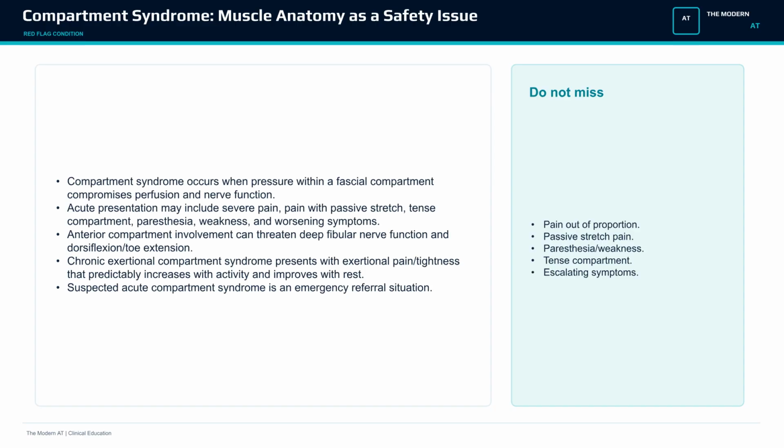Chronic exertional compartment syndrome usually presents differently, with exertional tightness or pain that predictably increases with activity and improves with rest. Suspected acute compartment syndrome is an emergency referral situation. Do not miss pain out of proportion, passive stretch pain, paresthesia, weakness, a tense compartment, or escalating symptoms.